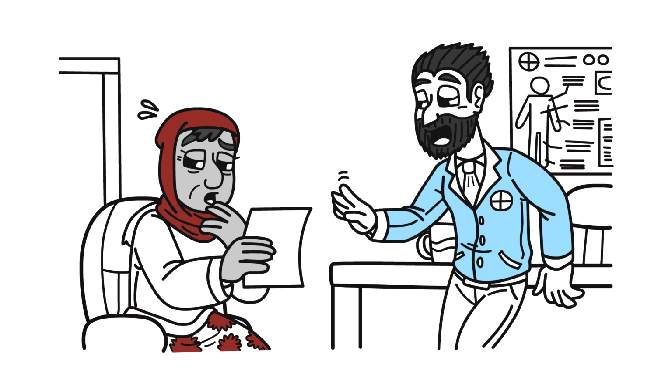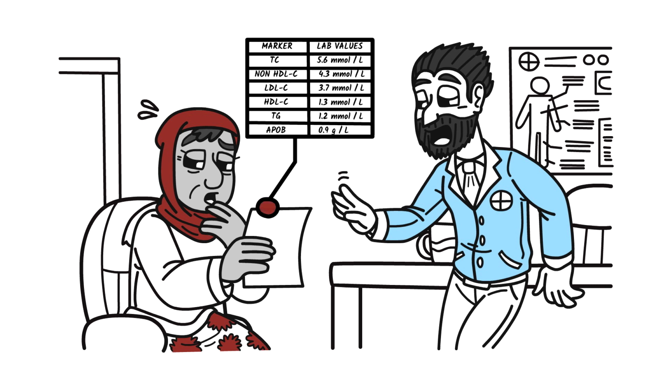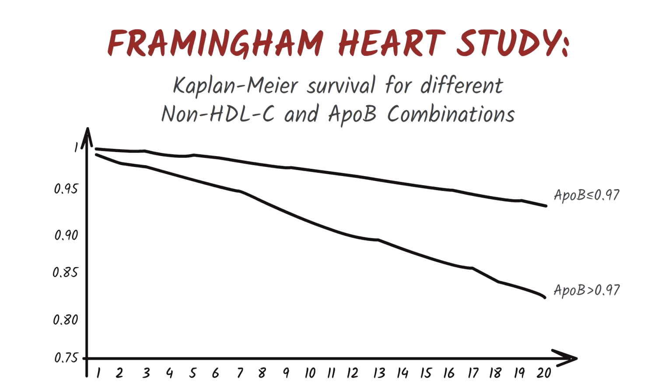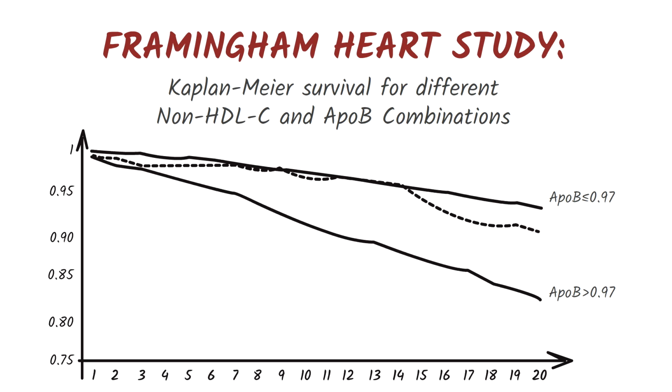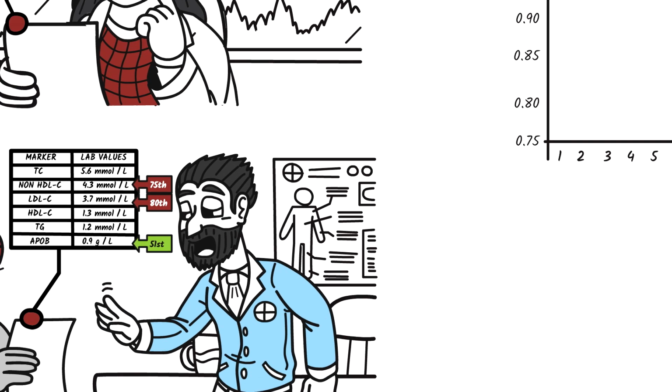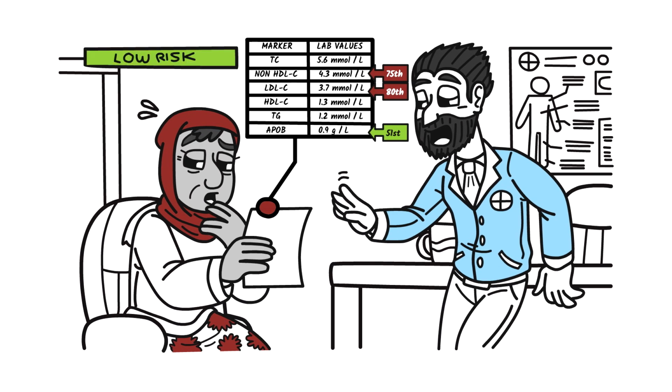Finally, let's look at a 50-year-old woman who comes to your clinic. Her non-HDL-C is at the 75th percentile and her LDL-C is at the 80th percentile. But once you measure her apoB, you see that she's only at the 51st percentile. The same Framingham Heart Study found that patients with lower apoB levels have better survival rates, regardless of whether non-HDL-C or LDL-C levels are high or low. And so, you conclude that your patient is not at high risk of cardiovascular disease after all.